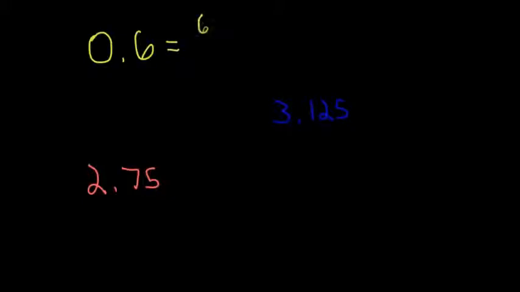So I'm going to do 6 over 10. And then I can reduce that, so I can divide both of those by 2 to give me 3/5. And then 2 and 75/100. So you can write it like that. 2 and 75/100.